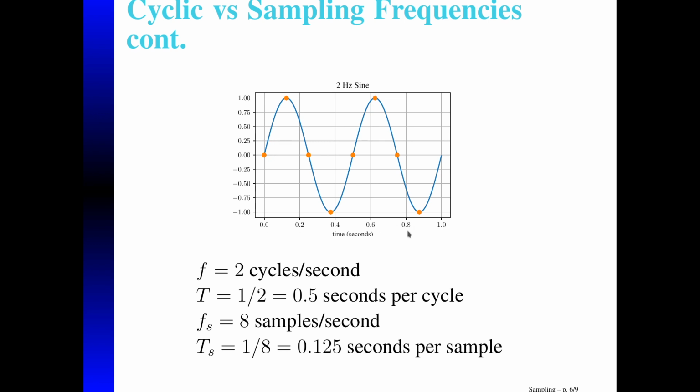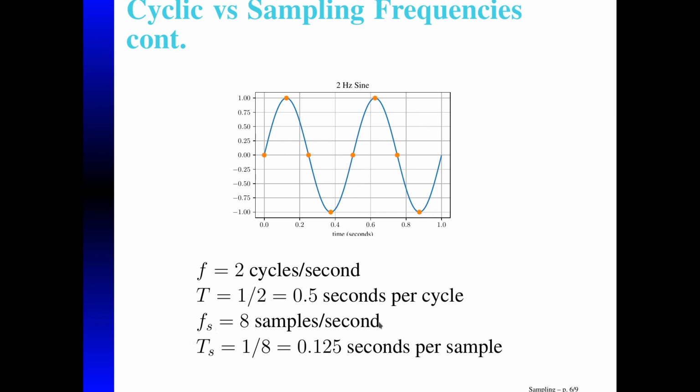So here we look at the time, it's 1 second, and so how many cycles do we have? 1 cycle, 2 cycles, so it's 2 cycles per second. What's the length of 1 cycle? That'd be capital T, the period. So that's half a second. Yep, that matches up.